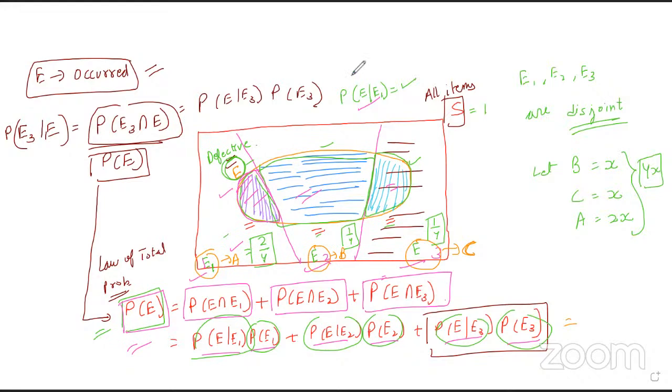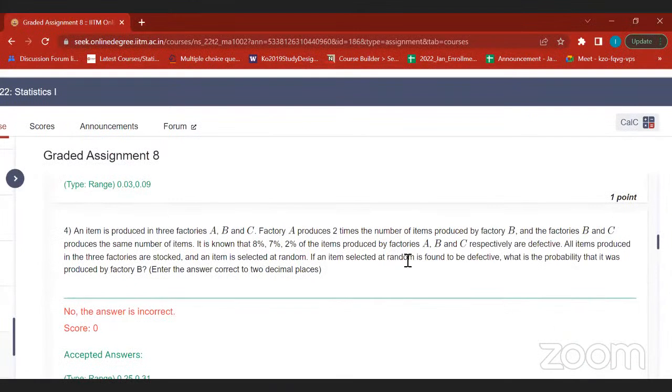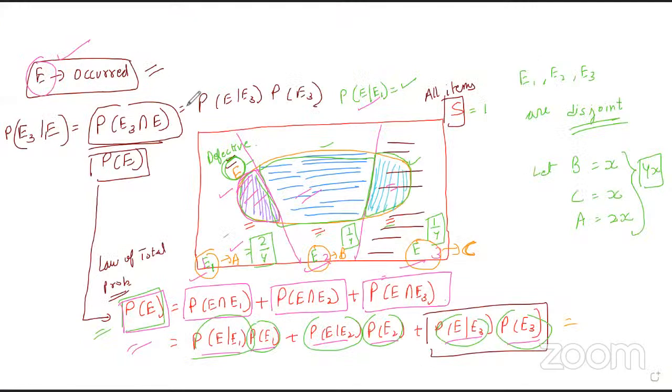Yes, sir. Now the next question states that we know that we have a defective item. You need to find the probability that it was produced by factory B. So now we know that event E has occurred. We have a defective item. I need to find the probability that I got the defective part from this E2 region, right? So it would be the probability of E2 given E. Again, you can apply the conditional probability formula. So you got when to use the Bayes rule, right?